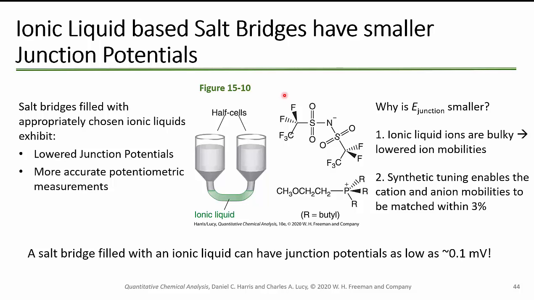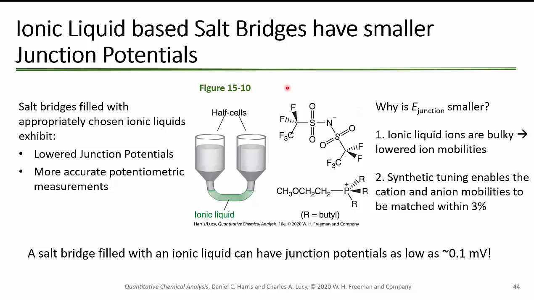Ionic liquid-based salt bridges have a smaller junction potential. Salt bridges filled with appropriately chosen ionic liquids are going to exhibit lower junction potentials and are going to give you more accurate potentiometric measurements. So if your two half cells are connected by some ionic liquid instead of a salt bridge that is literally made out of salt, then you're going to have less of this correction factor to worry about. So why is this an issue, or why is it smaller?